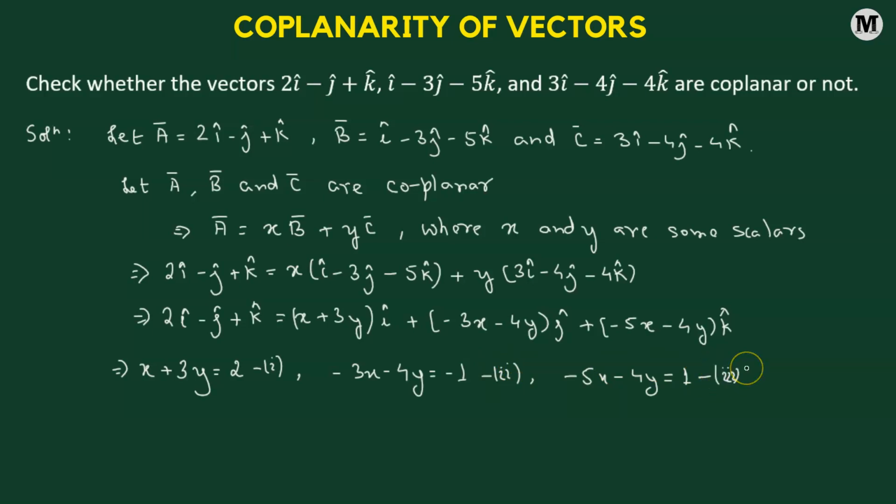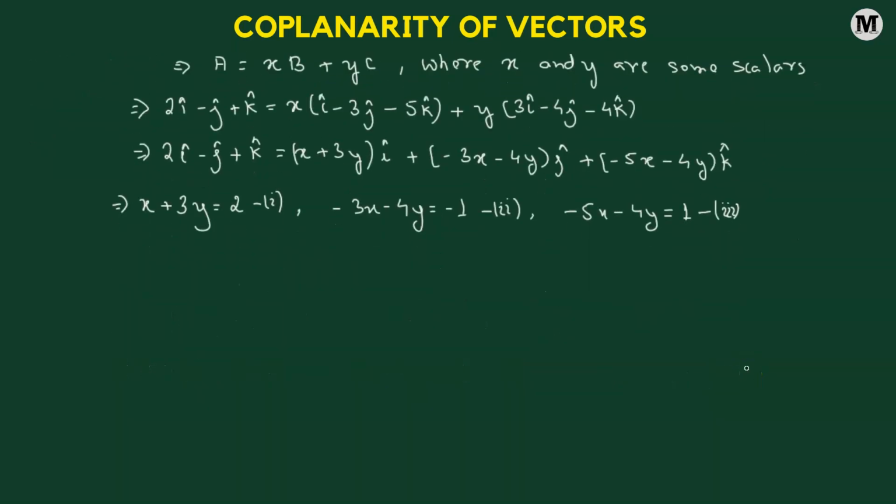Now we'll take any two equations at a time. Let's say we take equation number 1 and 2. From these two equations, we're going to find the values of x and y. That's a very simple task. Solving for x and y, x comes out to be equal to negative 1 and y comes out to be equal to positive 1. These x and y are obtained by solving equations 1 and 2. Now we'll check whether these two values of x and y satisfy equation 3 or not.